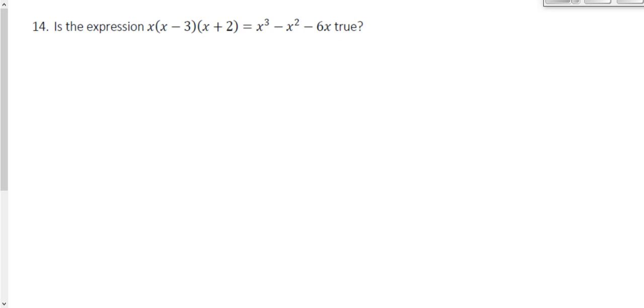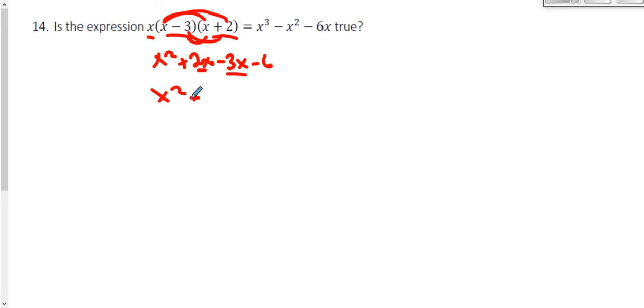So if I multiply together the left-hand side, I recommend, just like we did earlier in this review packet, FOILing first and then taking care of the x at the front. So if I FOIL here, I get x times x, which is x squared, x times 2, which is 2x, negative 3 times x, which is minus 3x, and negative 3 times 2, which is minus 6. And when I combine my like terms, I get x squared minus x minus 6. That's those two terms multiplied.